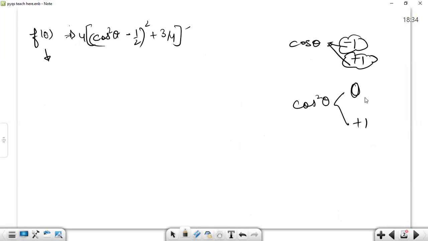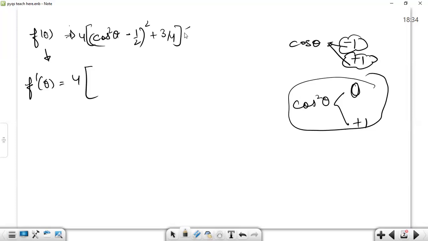So cos square's range is given to us like this, 0 and +1. But we know if we are putting 0 and +1, we will not be able to find the maximum and minimum. So now, as the function is unknown to us, we have to take its derivative. So the derivative of plus 3 by 4 will become 0.